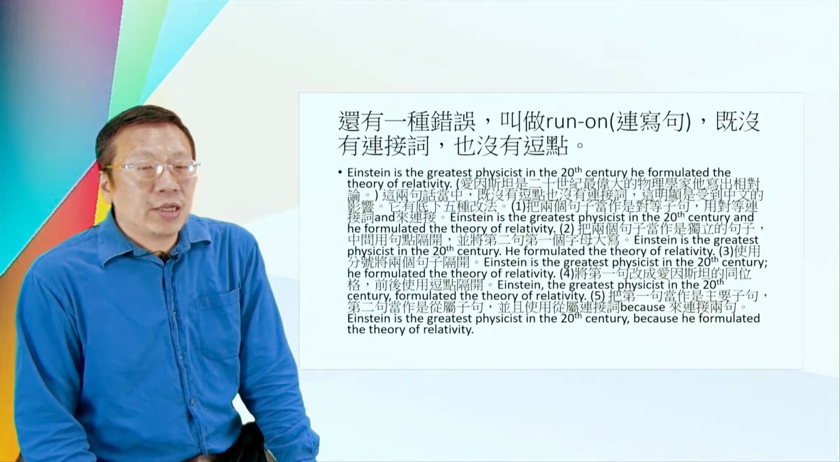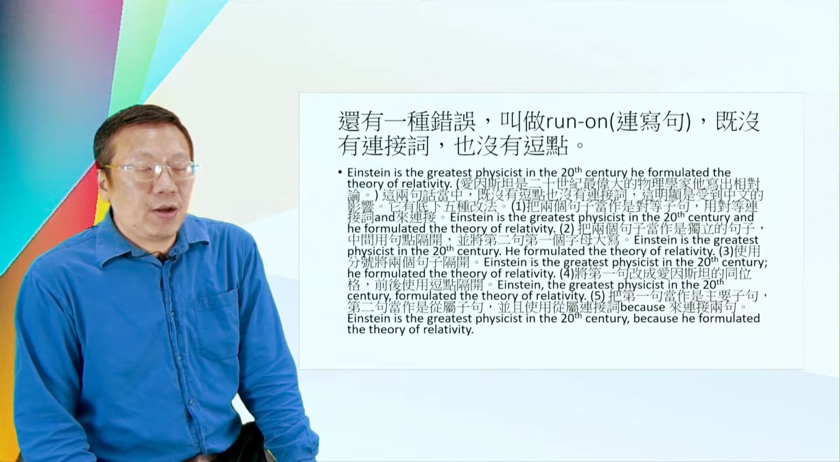第四，将第一句改成爱因斯坦的同位语，前后使用逗点隔开来。Einstein, the greatest physicist in the 20th century, formulated the theory of relativity. 第五，把第一句当作是主要子句，第二句当作是从属子句，并且使用从属连接词 because 来连接两句。Einstein is the greatest physicist in the 20th century because he formulated the theory of relativity.